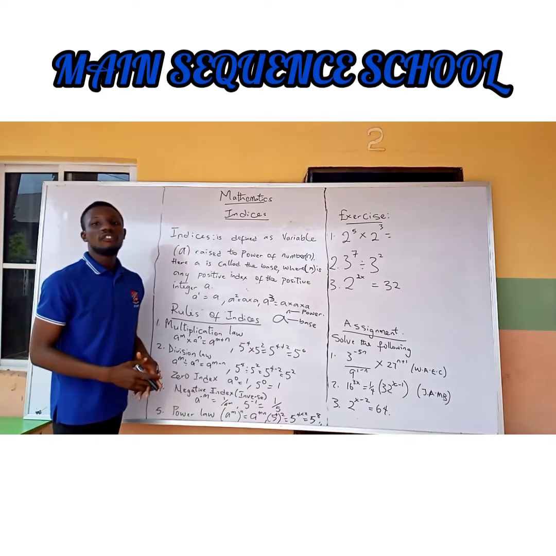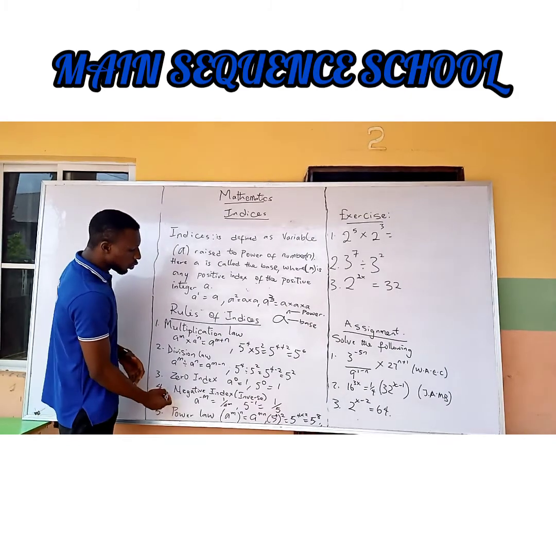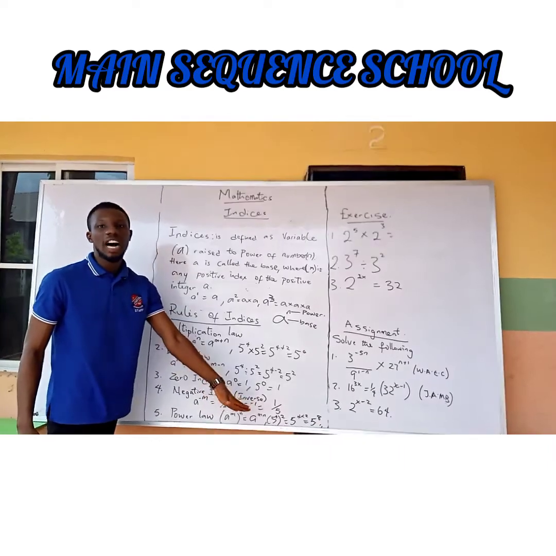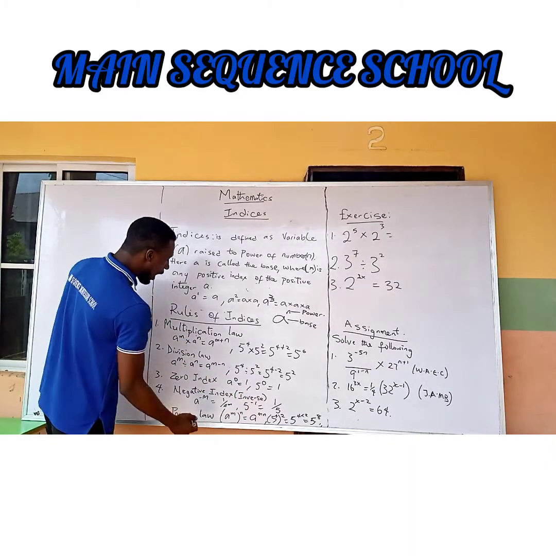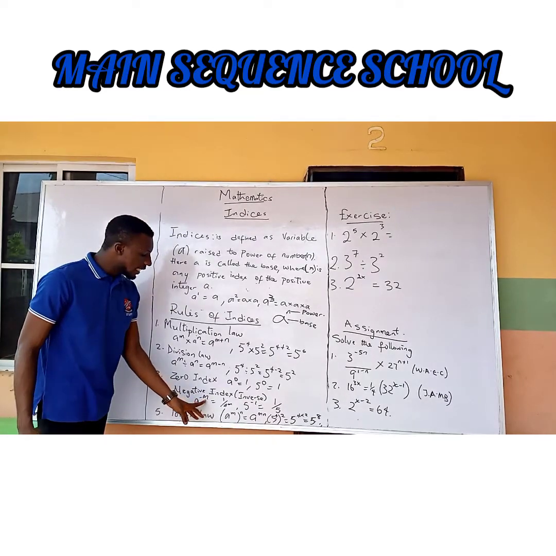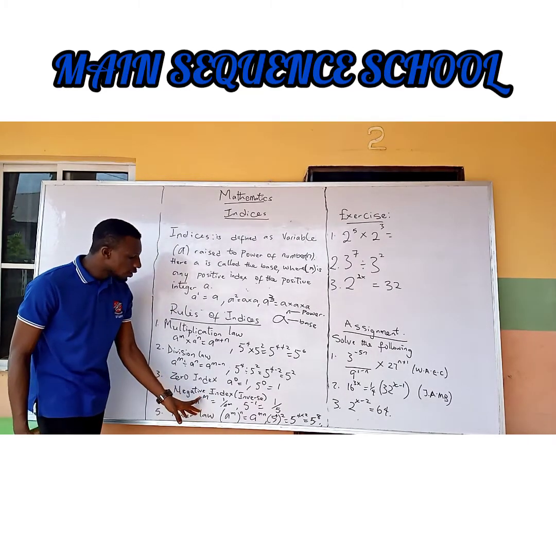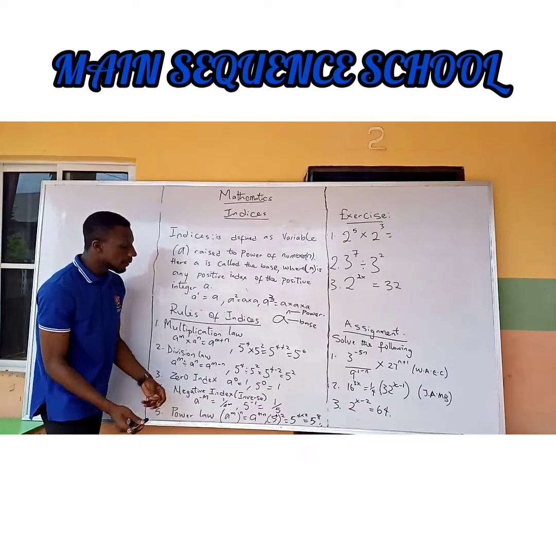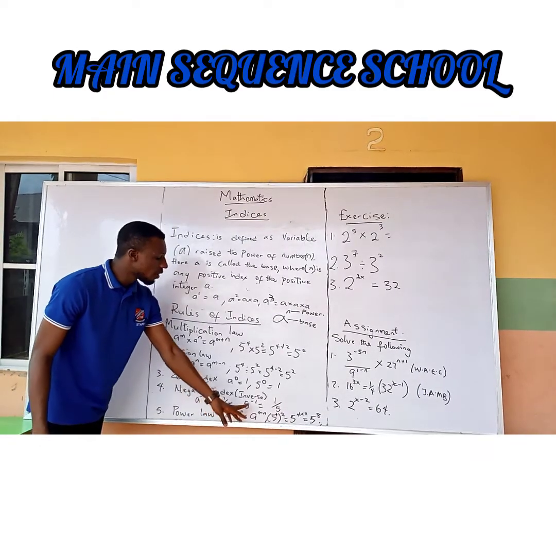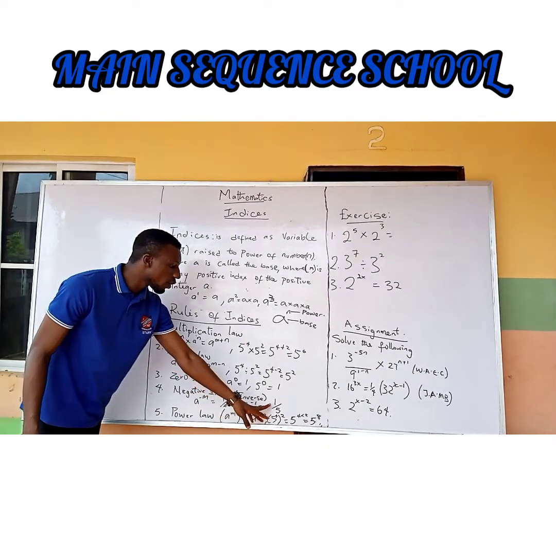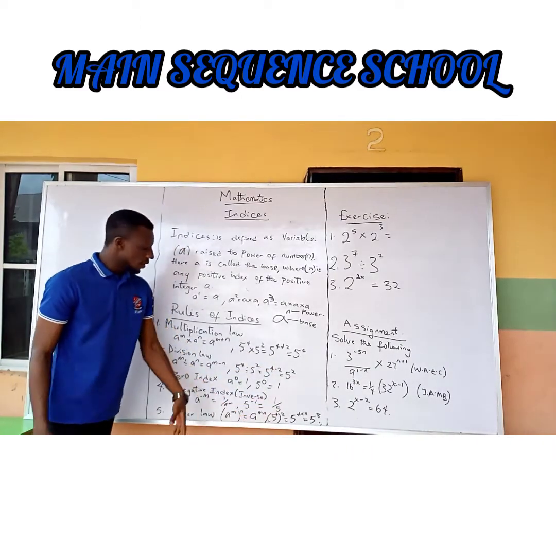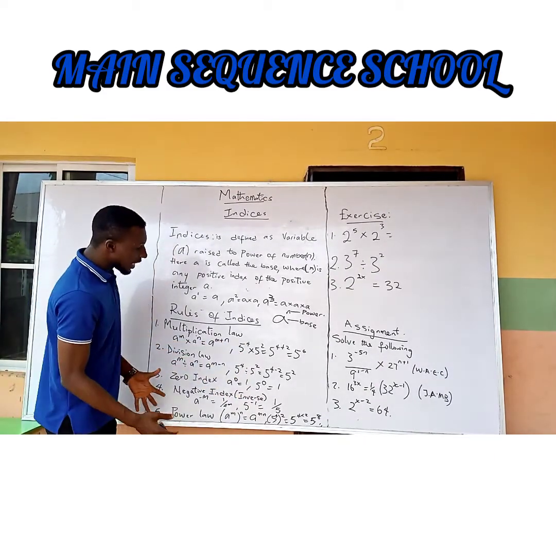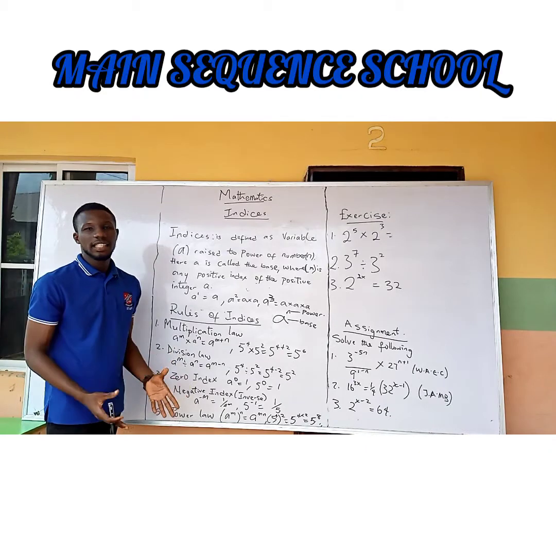Moving to the fourth rule of indices. The fourth rule is negative index. Or you call it inverse rule. Now, when the base a is in the power of minus m, this minus is inverse. It will become 1 over a power of m. Is that clear? Then, example, we have 5 power of minus 1. It will be equal to 1 over 5. This minus is showing us that what? It is inverse.